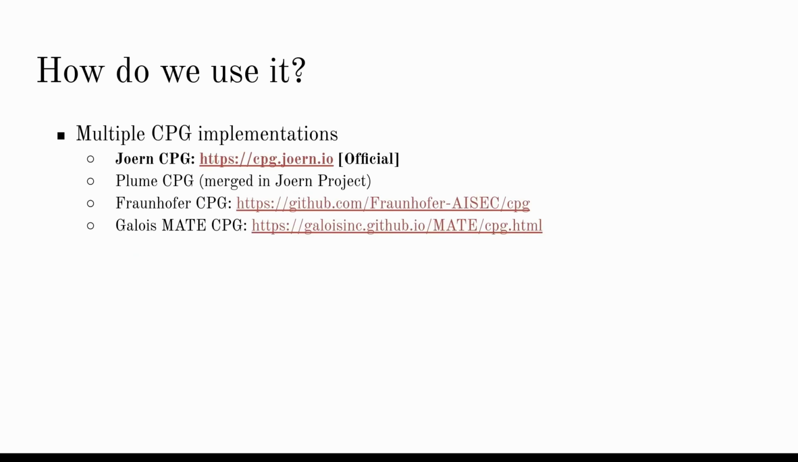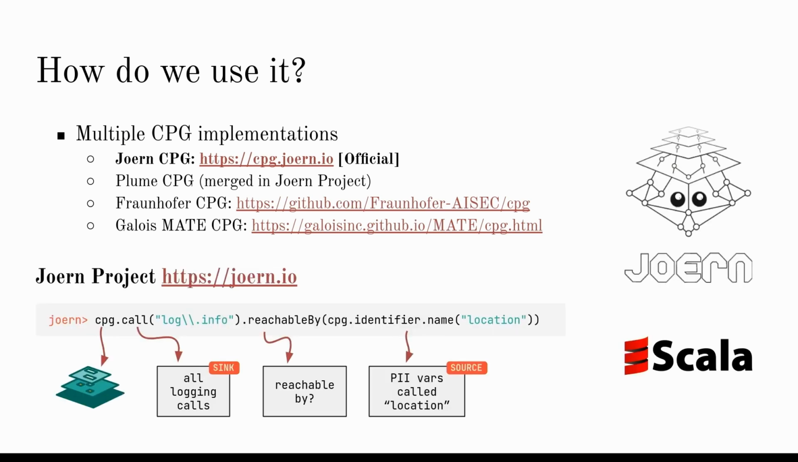So there are many implementations of code property graph. 4 of them are important. I would say the first one is official. It has been there for 10 years, and then others have gradually been implemented. So we stick to the first one called Joern. It's actually named after a real person named Joern. So you can go and check it out.